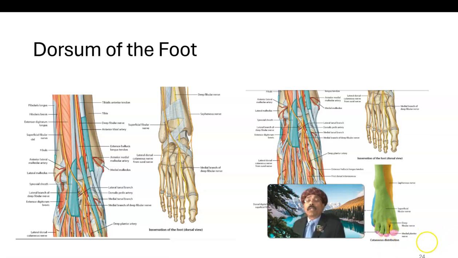Regarding the plantar surface, we have the plantar nerve, and we have the medial plantar nerve here. I'm seeing the pink color here. This is also there on the plantar aspect of the foot, medial plantar nerve, and also lateral plantar nerve here. Okay, lateral plantar nerve here, medial plantar nerve here. This is the superficial fibular nerve. This is the deep fibular nerve.